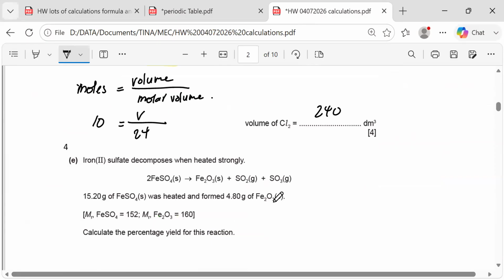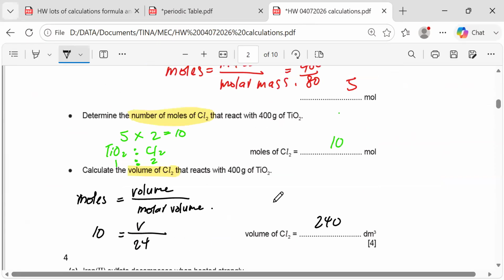Okay, do question 4. Quickly, the rest of you do question 4. If you still don't understand question 3, ask me.